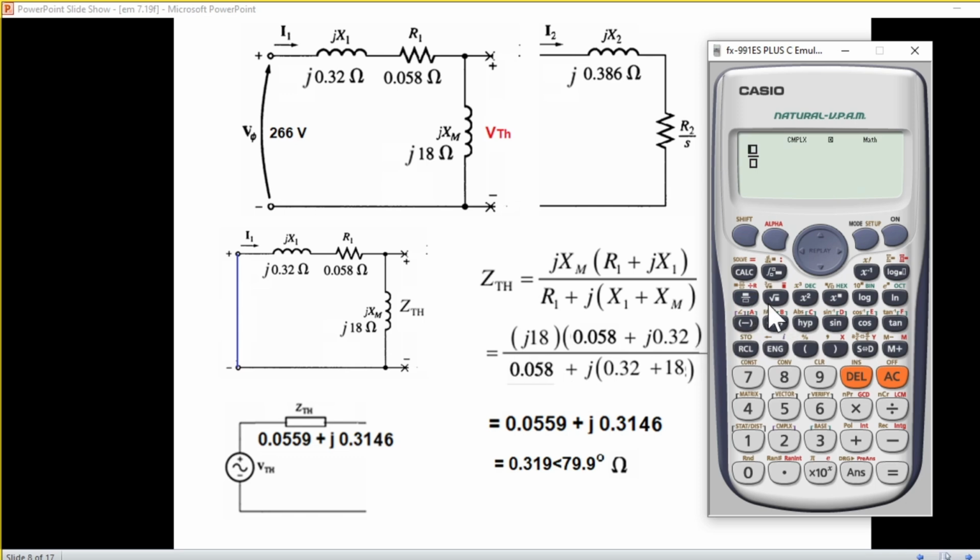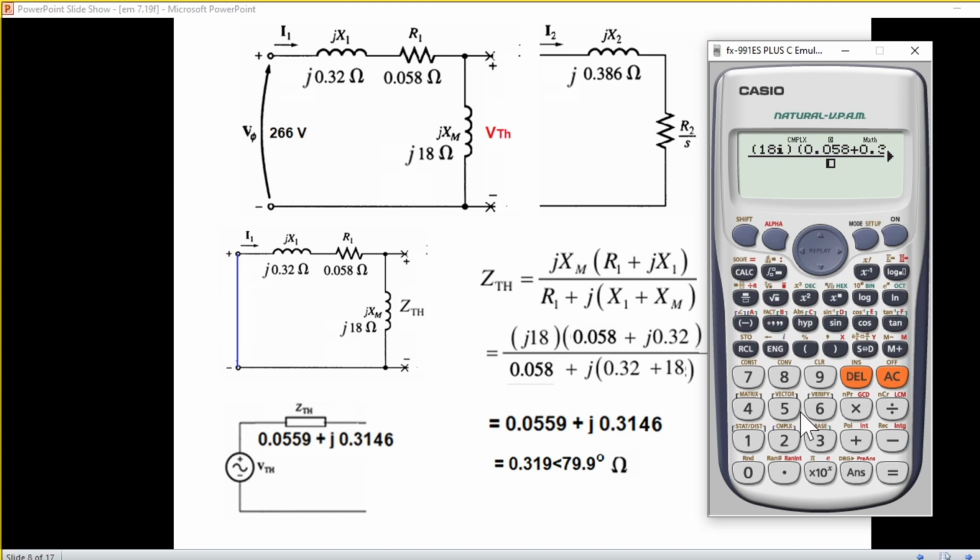So we write the numerator, bracket 18J, for J we write I. So this is I. So we press this. So 18I, bracket close. Then next bracket 0.058 plus J0.32, so 0.32I, bracket close. So numerator we have entered.